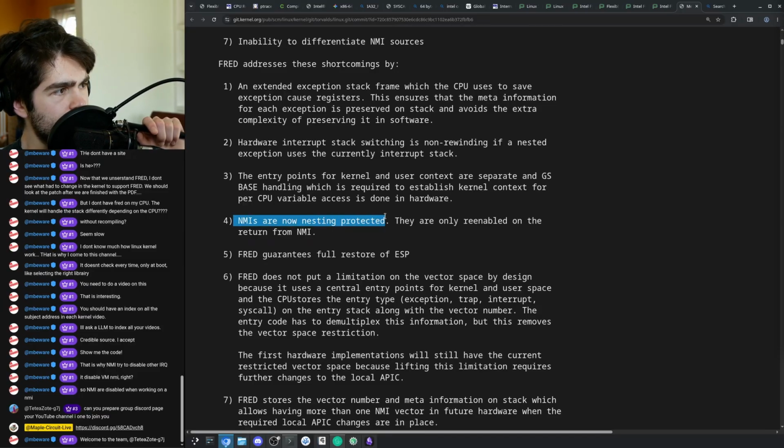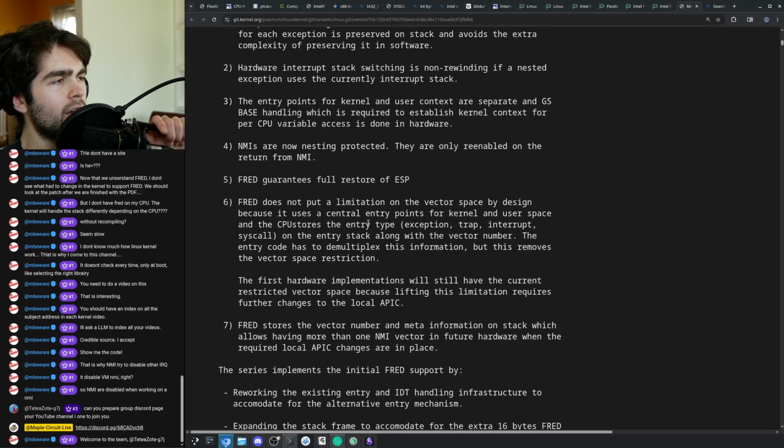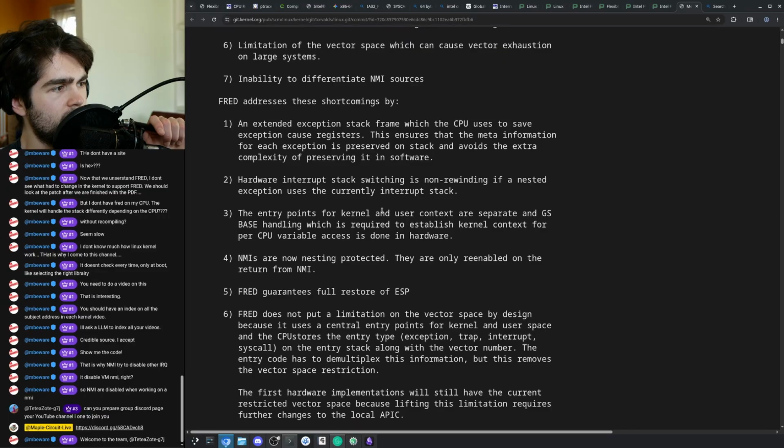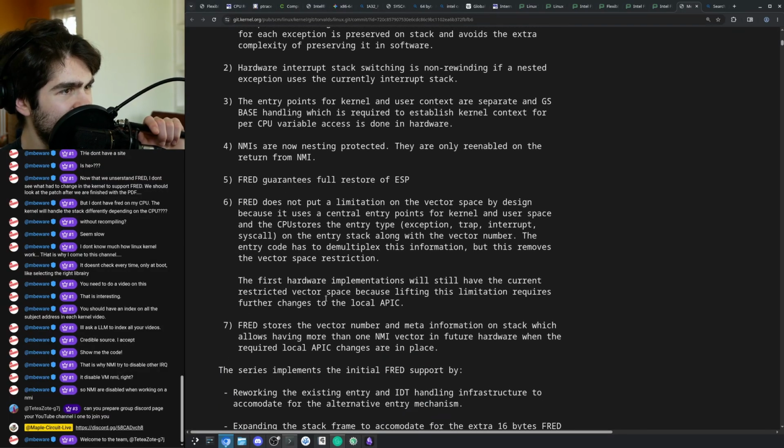NMIs are nesting protected. Okay, so now NMIs for real cannot be nested. You cannot do an NMI within an NMI, where before you could do an NMI within an NMI because iret would disable the protection from that. Okay, I think I get it. Cool. FRED guarantees full restore of ESP.